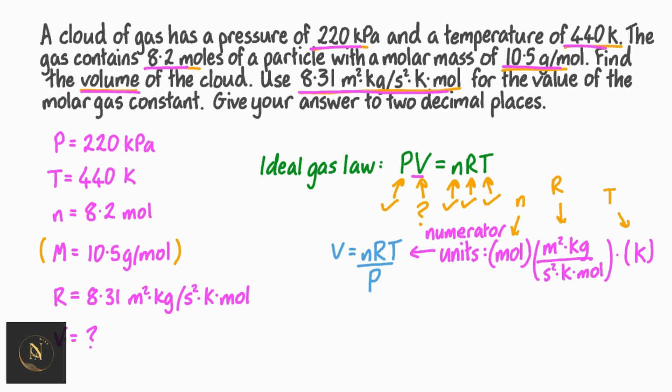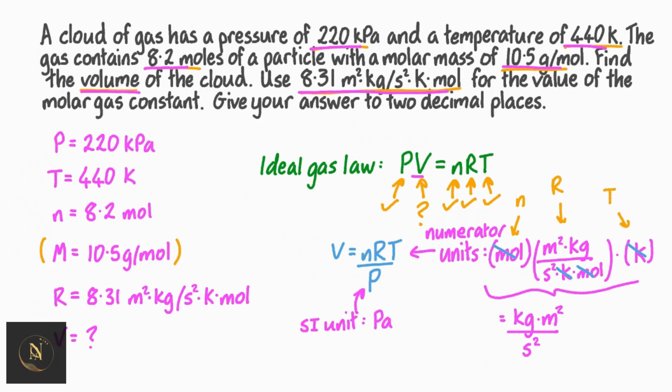We can see that the moles cancel from the numerator and denominator, and so do the units of Kelvin. This leaves us with overall units for the numerator on the right-hand side that we can write as kilograms meters squared per second squared. In the denominator on the right-hand side, we've just got the quantity pressure.